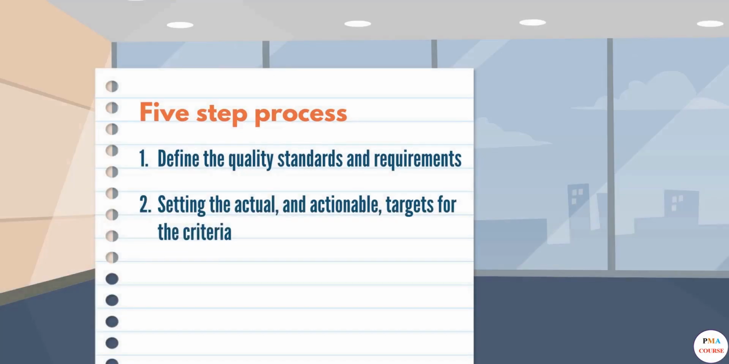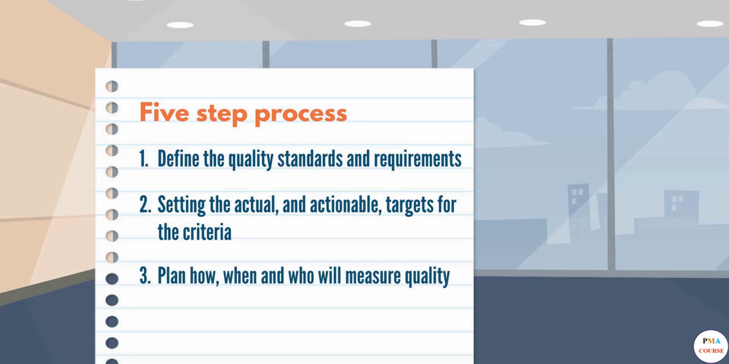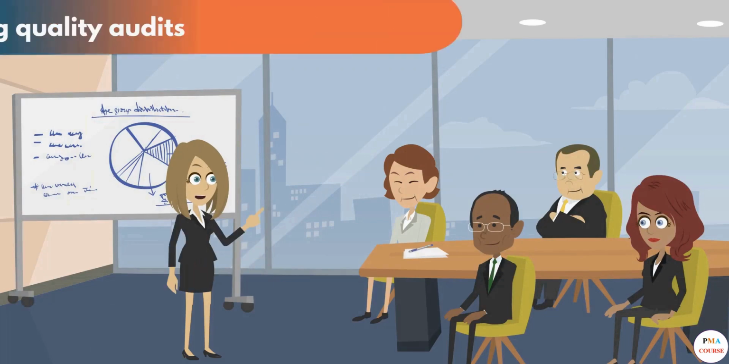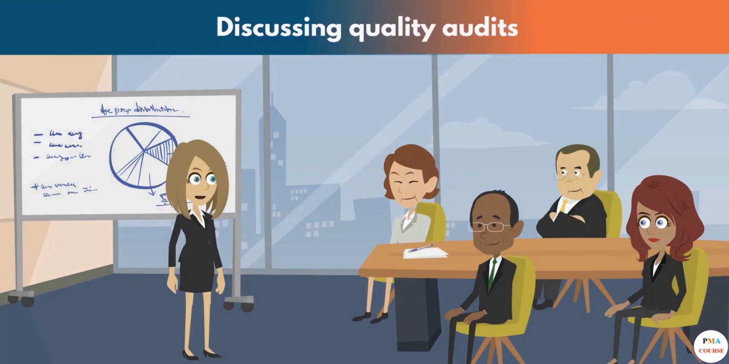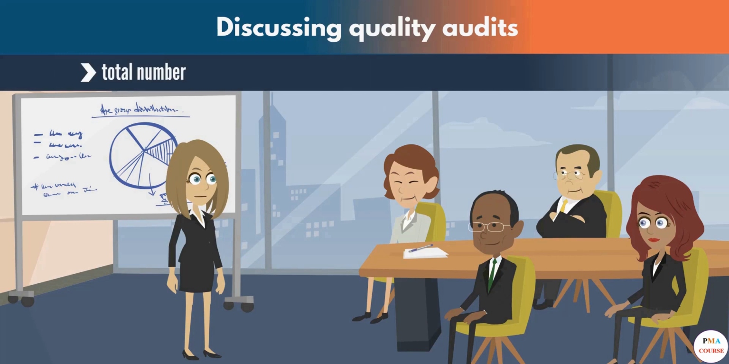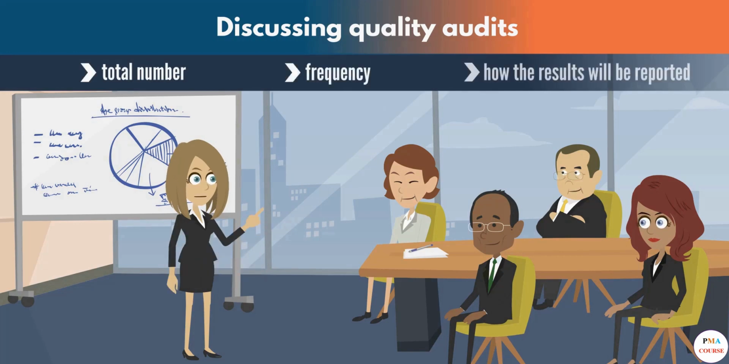So after steps 1 and 2 have been completed, the third step of the process is to plan how and when to measure quality and who will do it. The project manager and the stakeholders need to agree on how quality audits will be performed once the project moves into execution. For example, this can include things like deciding on the total number of audits, the frequency of the checks, and how the results will be reported. Project manager and stakeholders need to decide on an owner of the quality checks, and if there is no appropriate employee within the organization, then they must seek external experts.